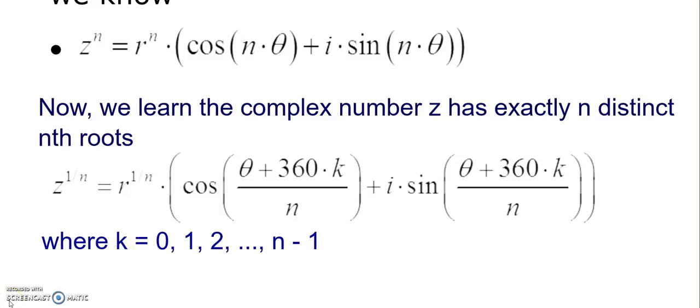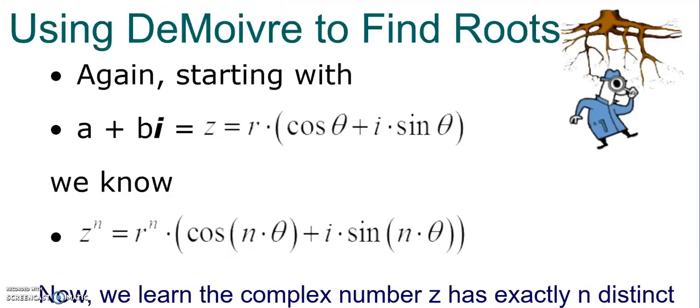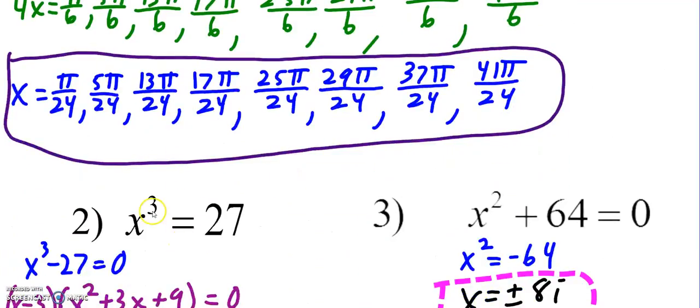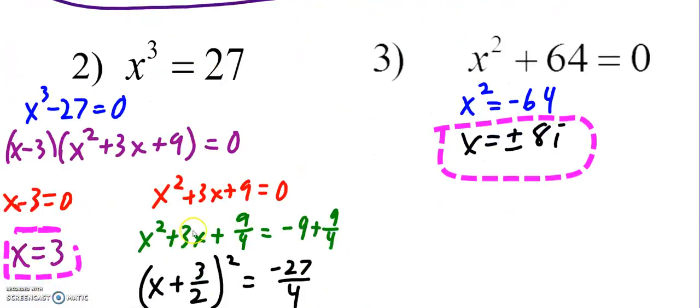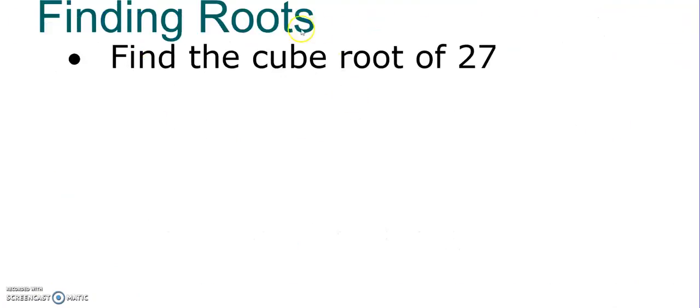Okay, let's look at an example. All right, so we already saw from our 2 examples ago that the cube roots of 27 are 3, negative 3/2 plus (3 root 3)/2 i, and its conjugate. So we're going to look at finding the cube root of 27, but using DeMoivre's theorem.